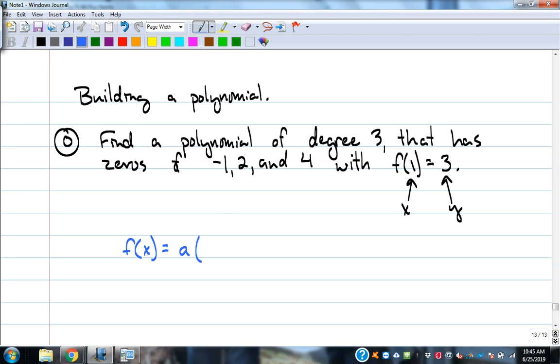All right, so the first thing that I'm going to do is build the factors that go with the zeros. Okay, if -1 is a 0, what's the factor that goes with it? It'll be the opposite, right? So +1. -1 has a factor of x plus 1. What would be the factor for the 2? x minus 2, the opposite. The factor for the 4, x minus 4.